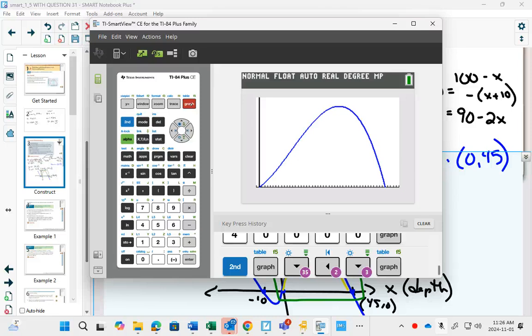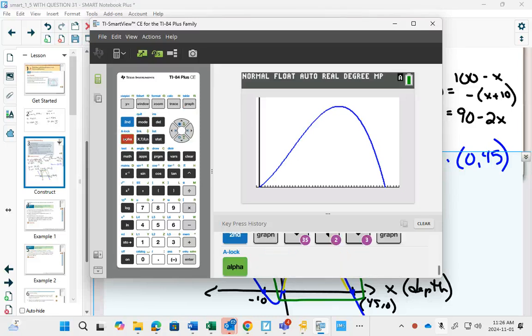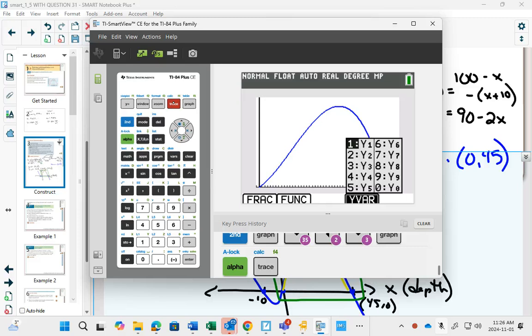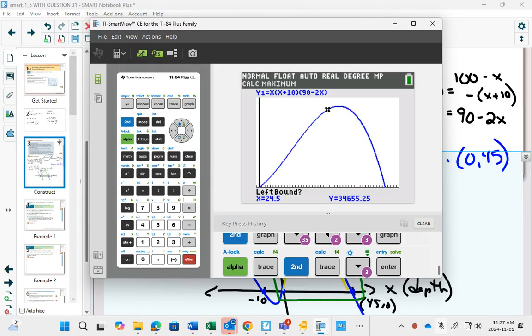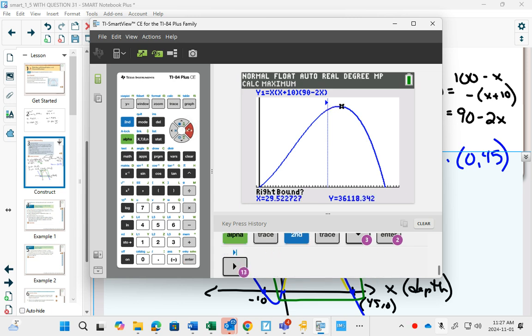I've got my graph showing up. Your calculator has a built-in second trace button. No, I hit the wrong one. Second trace button gets you to all the things you can calculate on your graphs. And we want to find the maximum, so we'll go down to number 4 or type in the number 4. It says, which maximum do you want to find? Make sure you're to the left of it. Push enter. Move your cursor until you get to the right side of it. Push enter. Double check. Is the maximum between those two lines? Yes.